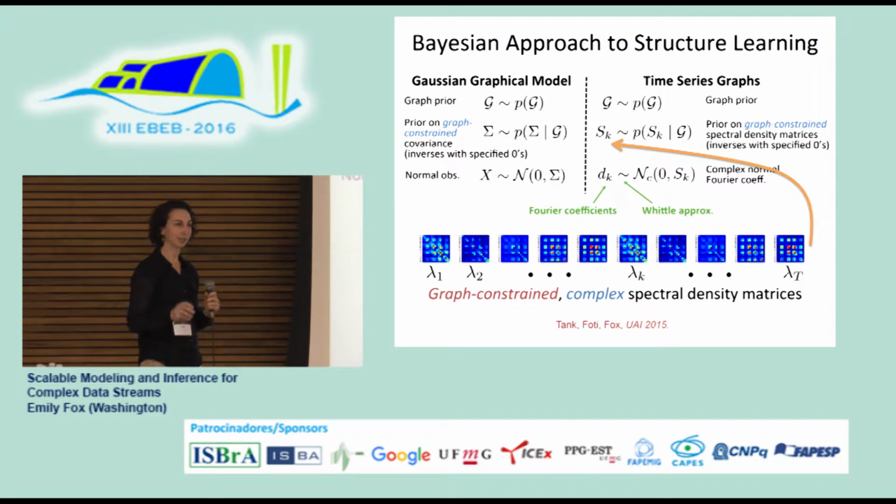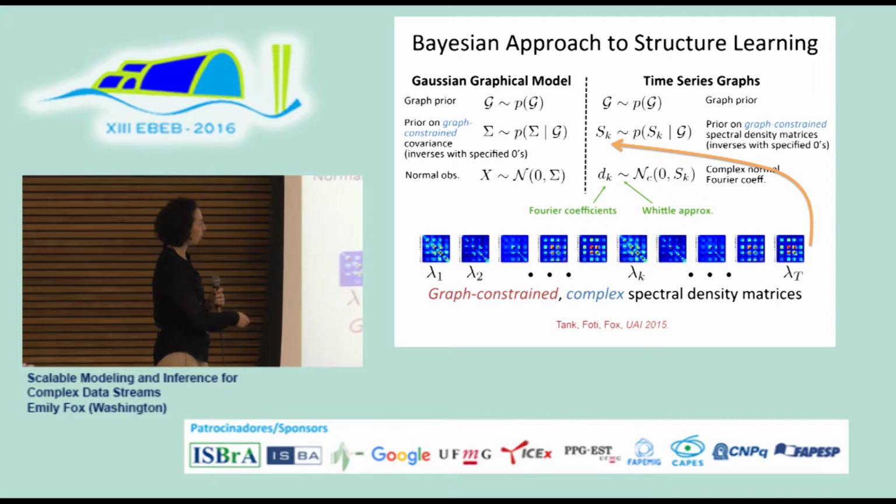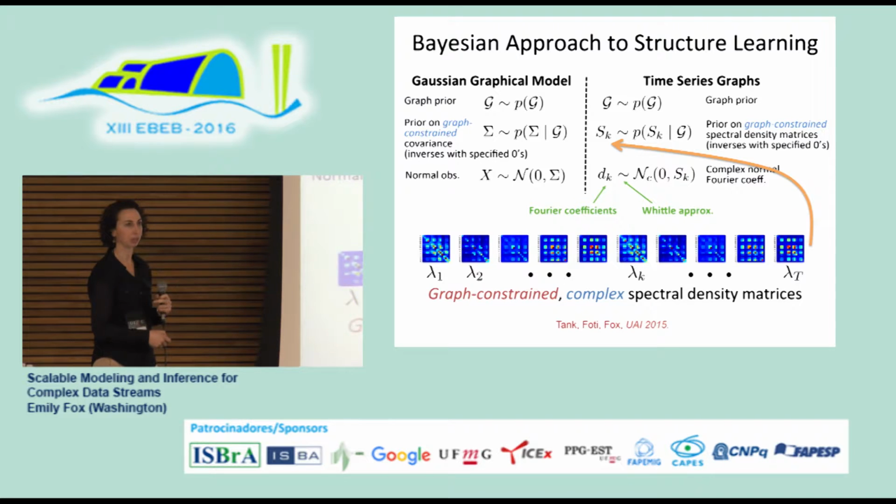Okay, but a challenge here is the fact that we have a whole collection of these high-dimensional spectral density matrices. And if we had to do inference over all of these, we'd really, really be out of luck. That's just a huge problem. It's hard enough thinking about doing inference over one large positive semi-definite covariance matrix, let alone this whole entire set.